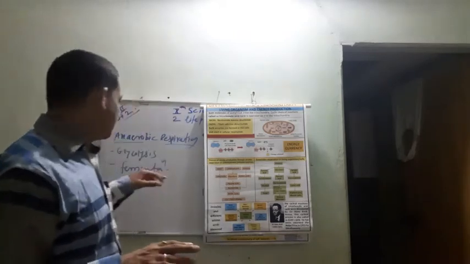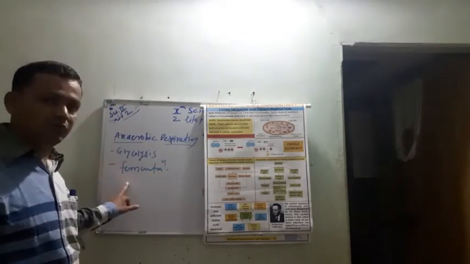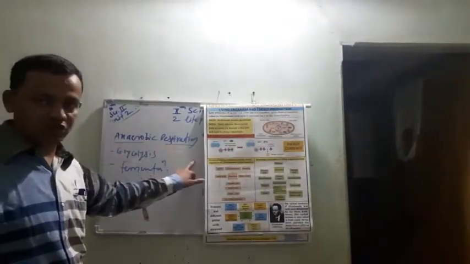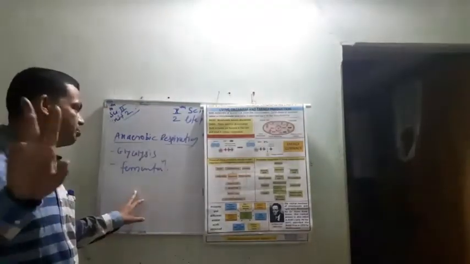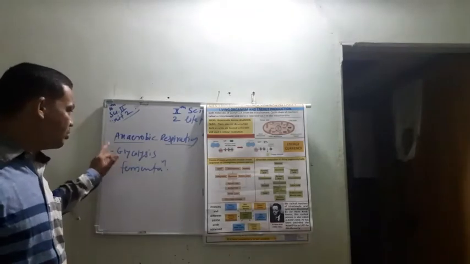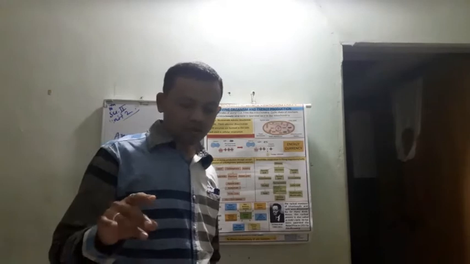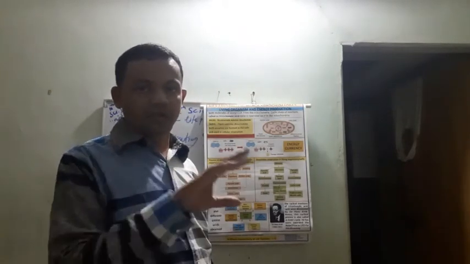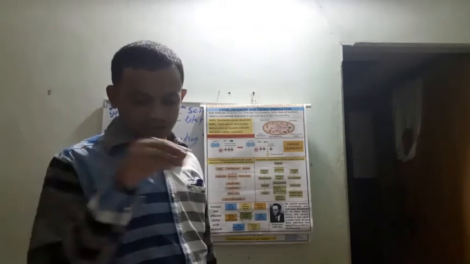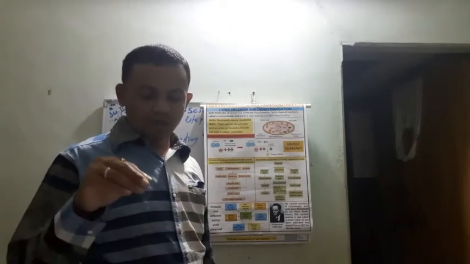See, anaerobic respiration has two steps: the first one is glycolysis and the second one is fermentation. So in anaerobic respiration there are two important steps, glycolysis and fermentation. Glycolysis we have seen earlier, in aerobic respiration.